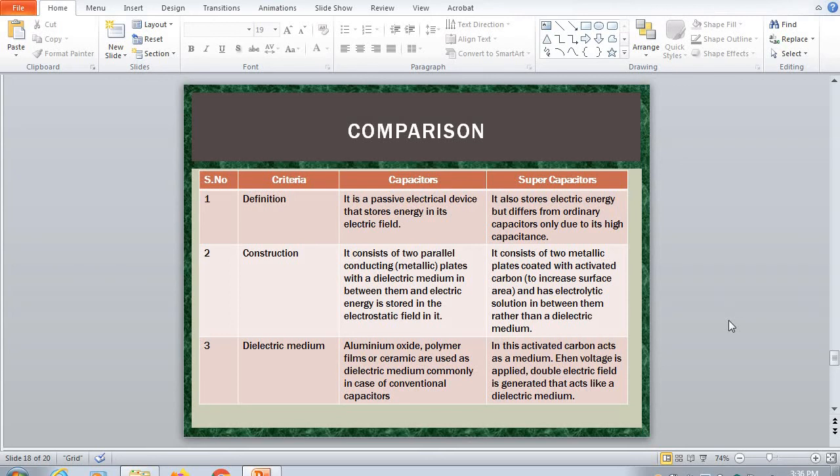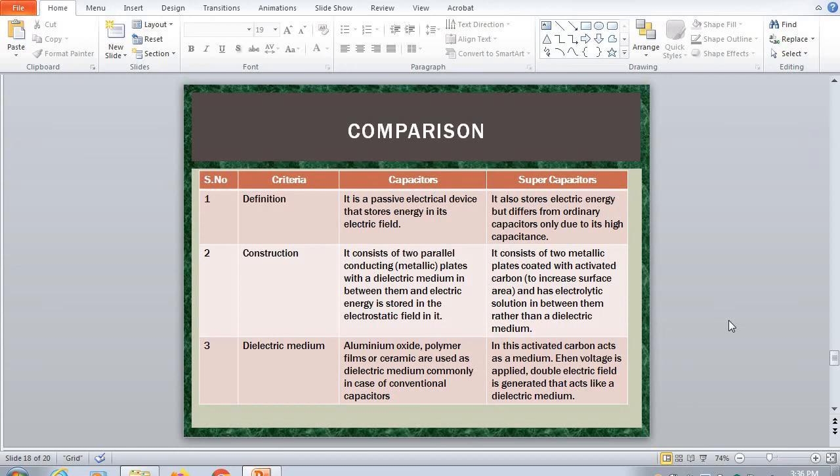Construction-wise, a capacitor consists of two parallel conducting metallic plates with a dielectric medium in between them, and electrical energy is stored in the electrostatic field in it. Whereas supercapacitors are again made up of two metallic plates which are coated with activated carbon or charcoal and have electrolytic solution in between them instead of a dielectric material.